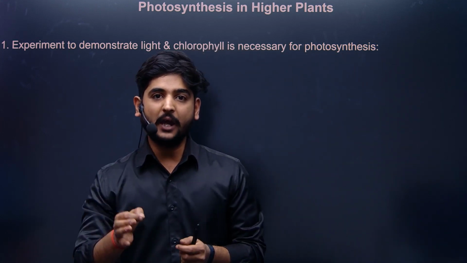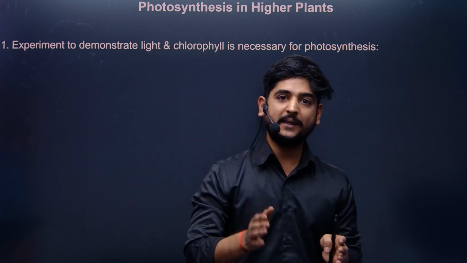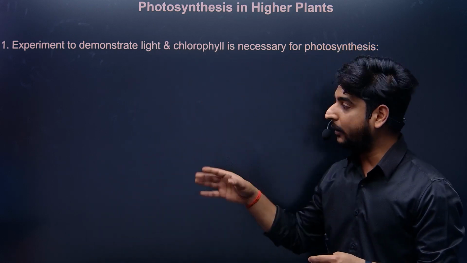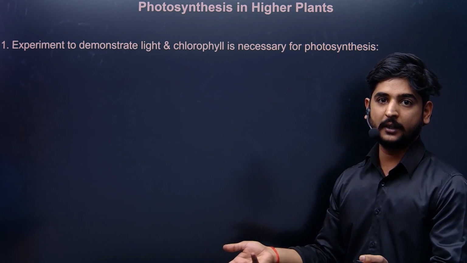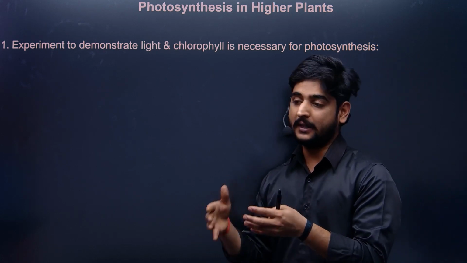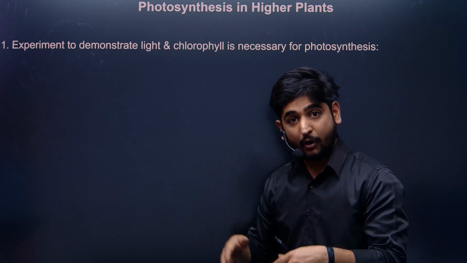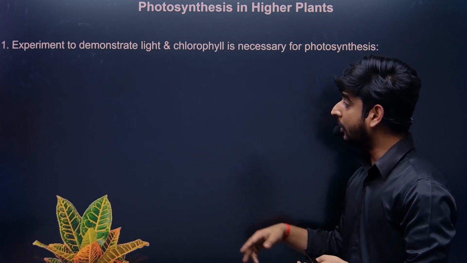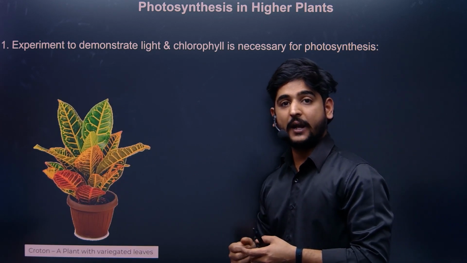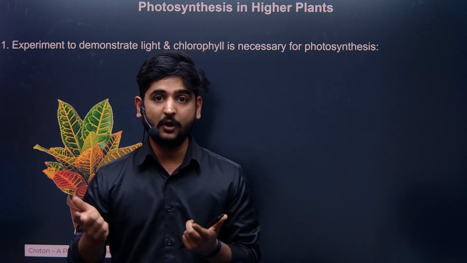So we are going to go through a list of basic experiments to try to understand how we know these requirements. These are the four basic requirements. How did we come to conclude that these are the requirements? Let's try to find out. So first of all, we are going to figure out how chlorophyll is required for photosynthesis.